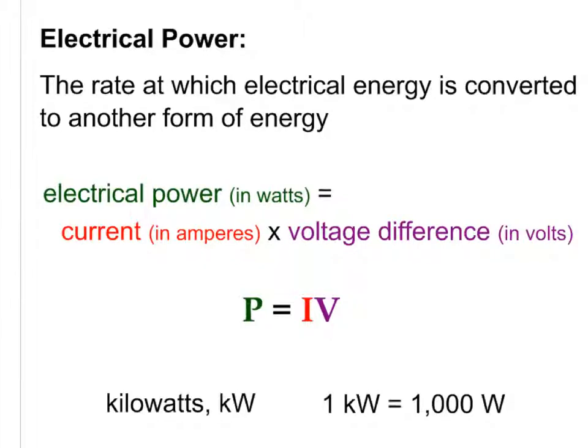A lot of times, when you're looking at electrical power, they will talk about kilowatts. And watts we abbreviate with a capital W. Kilowatts would be a lowercase k and a capital W. And 1 kilowatt is equal to 1,000 watts. It's an SI unit, so that should make it pretty easy.